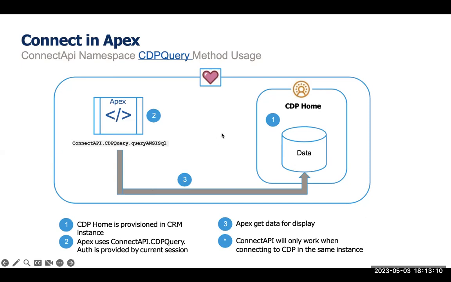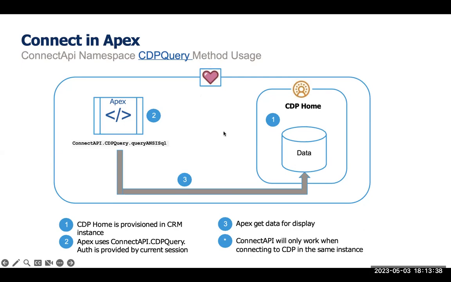When it comes to the Connect API feature, the Connect API will only work when connected to CDP in the same instance. If you look at it, this is the logic they're talking about. So the Connect API will only work when connecting to CDP in the same instance. You have to provision your Data Cloud within the same instance of Service Cloud, then your Connect API will work.